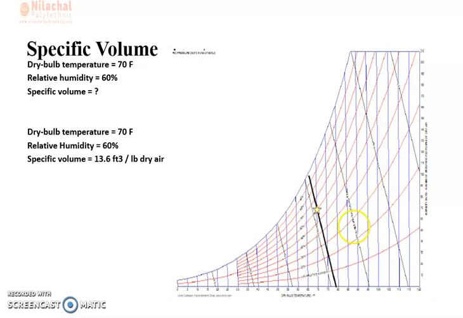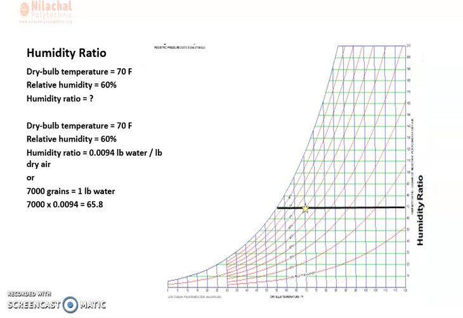And another question is given, how to calculate the specific volume. Same data is given: dry bulb temperature 70 degrees Fahrenheit and relative humidity 60%. This is the point. Then you have to draw an inclined straight line, and where it is cutting, there you will get 13.6 cubic feet per pound. This is the specific volume, you can get it also.